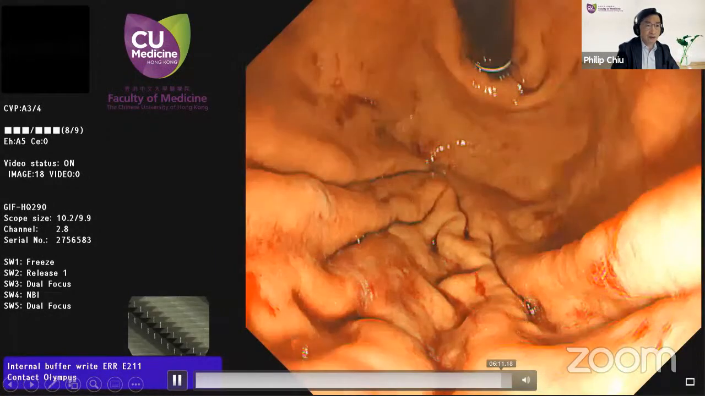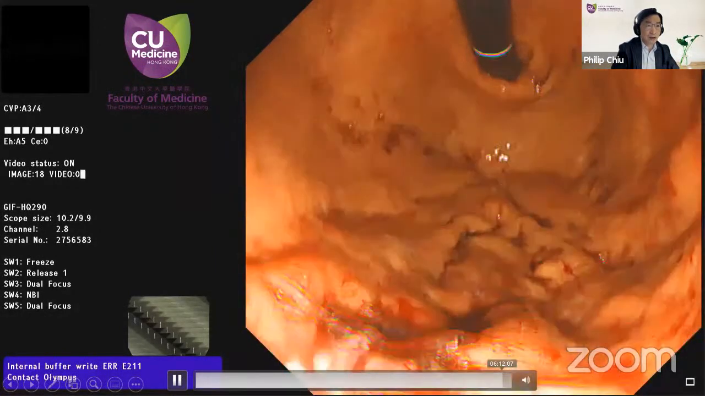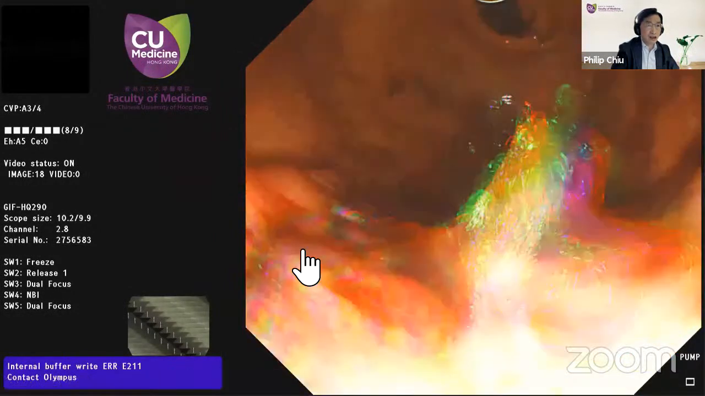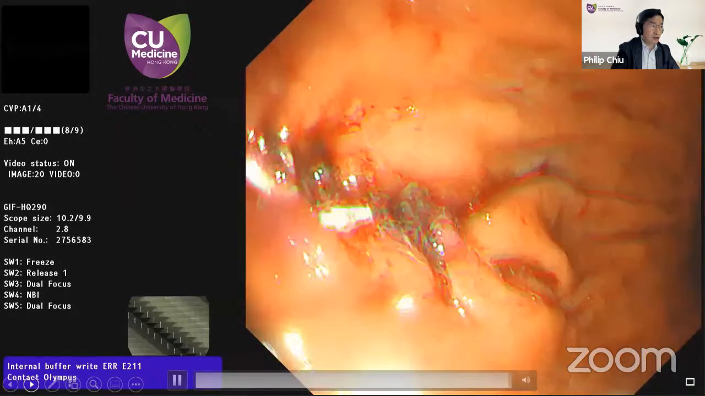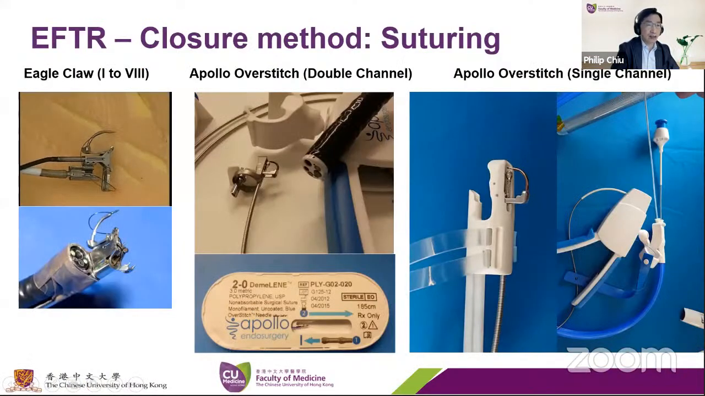And then this is the final closure effect. So you can see it is quite secure in the closure. So I think suturing is a good method. If you have the suturing, then nowadays the Apollo OverStitch can have a single channel or double channel.